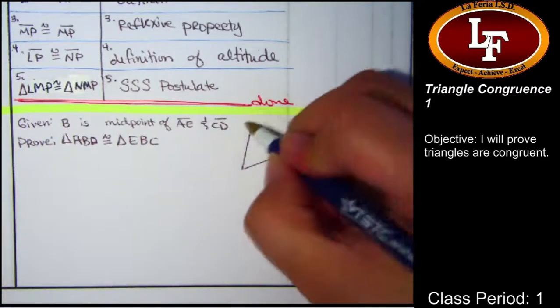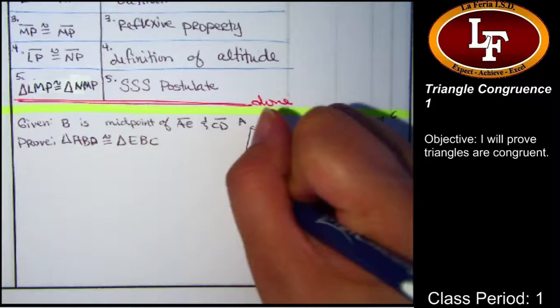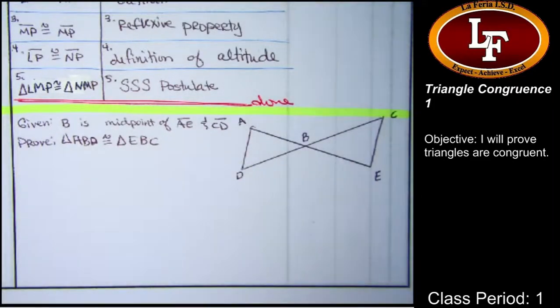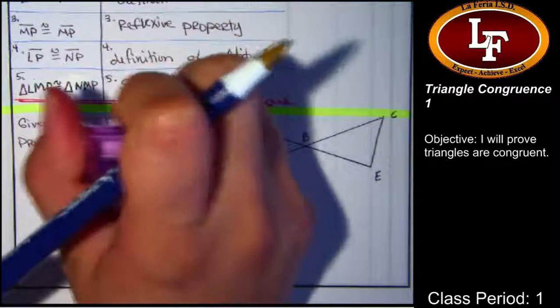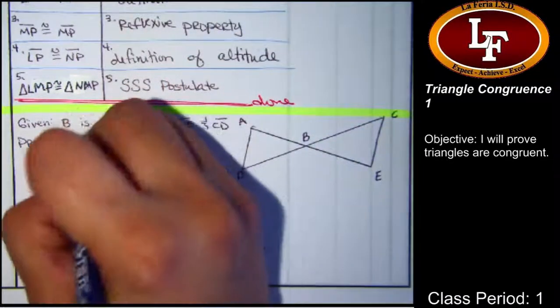And I need to label A, E, C, D, and B is this point here in the middle. And that's all I'm given. Wait, what is that? A, B, and U? ABD. Sorry, I will clean that up. Thank you. Make it look a little prettier because it looks all ugly.